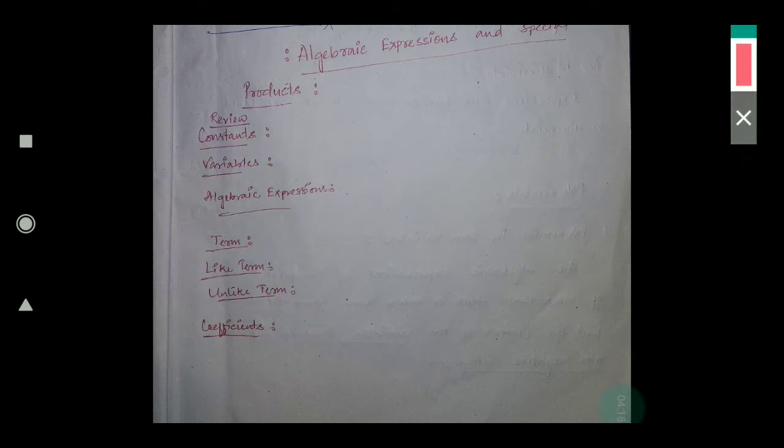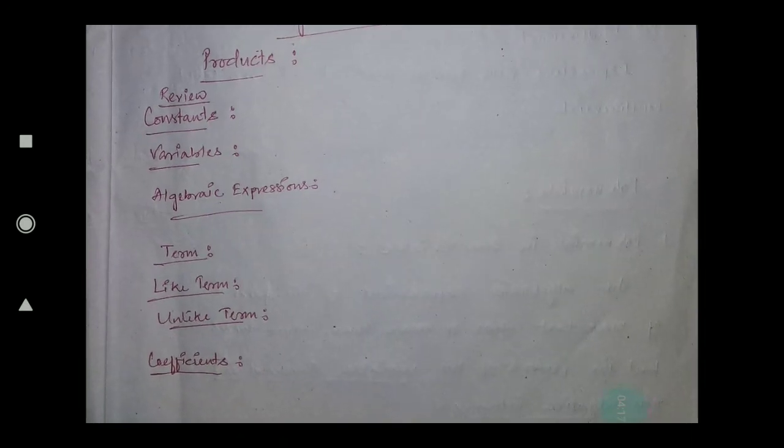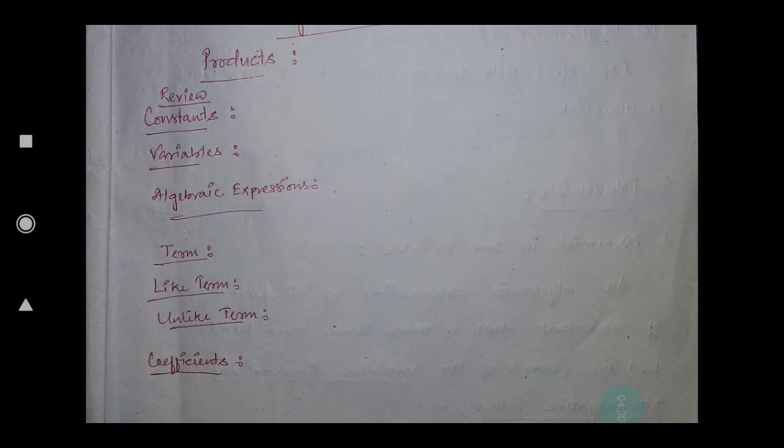First of all, let's discuss constant. A constant means which has a fixed value. It is called a constant. That means the value doesn't change from time to time, or from one expression to another expression, the value remains the same.